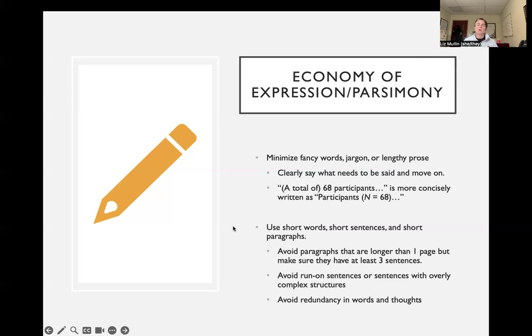I also want to use shorter words, short sentences, and short paragraphs, generally speaking. So try to avoid paragraphs that are longer than a page, but you want to make sure they're not so short that they're less than 3 sentences as a general rule of thumb. Really avoid run-on sentences or sentences with overly complex structures. Those can be hard to follow as a reader. So you want to keep your sentences clear, short, and to the point, and really avoid redundancy in thoughts or words as you're going across. You don't want to use the same word like "they reported this, they reported this, they reported this." You want to change up your words, but then you also want to make sure that the concepts you're describing are not saying the same thing over and over again.